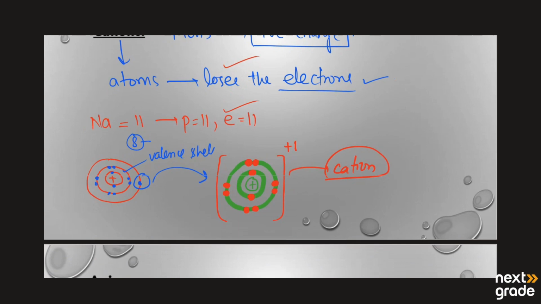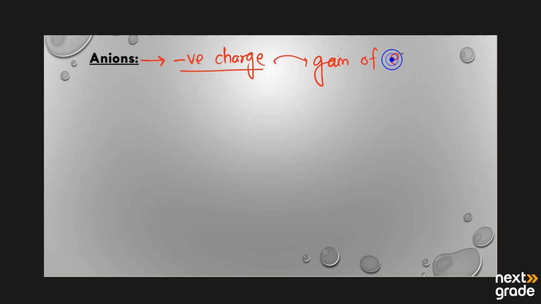Next we have the anions. What is meant by anions? They are the inverse: ions that have a negative charge, and that negative charge is due to the gain of electrons. When an atom gains electrons, it acquires a negative charge and changes into an anion.